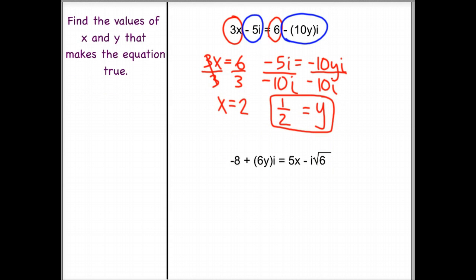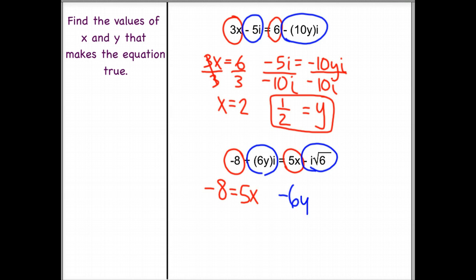I'll do another one with you. So again, we identify our real parts. Then we go through and identify the imaginary parts, and we're going to set them equal to each other. So we have -8 equals 5x, and then we have -6yi equals -i times the square root of 6.